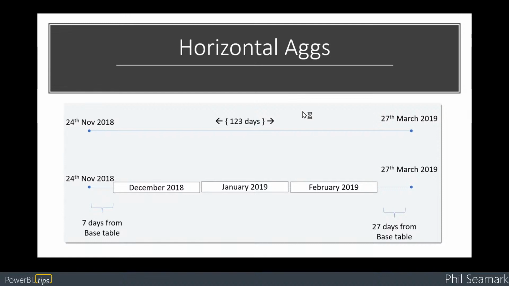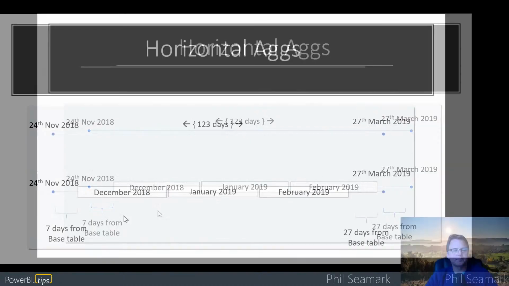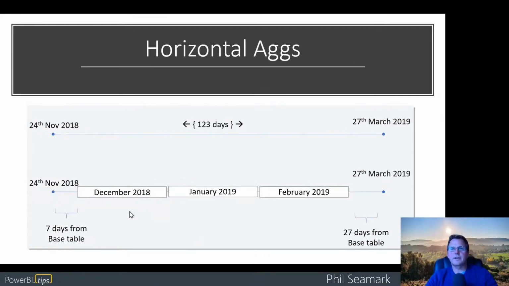Yeah, so what horizontal aggs as a technique looks to solve is how you can take ranges of dates that don't fit nicely into normal buckets like weeks or months, for example, and still allows you to get the benefit of faster aggs. This technique does not use agg awareness, the automatic mapping built into Power BI Desktop and Power BI service. This is a manual hand-built DAX technique.